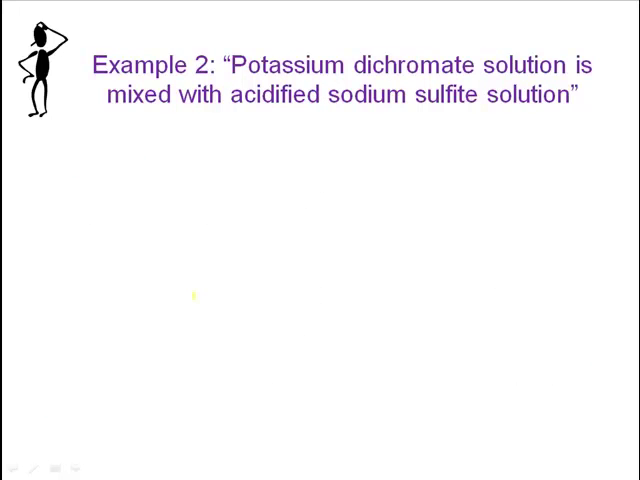For this example, we're going to see if we can predict the winners and losers. So what I'd like you to do is first write down the ions that are present in the reactants. We got H in there, right? Yeah. Anything else you want in there? Okay.